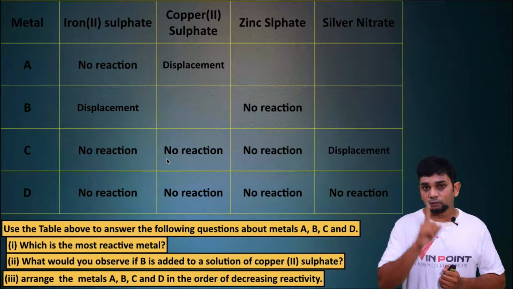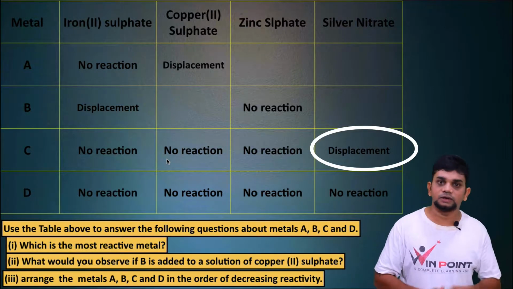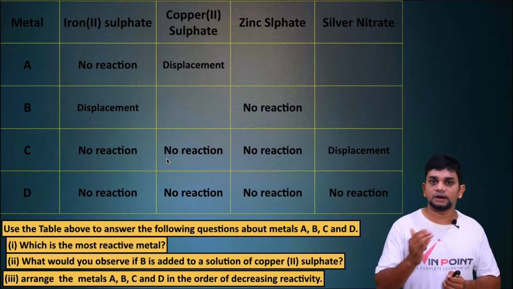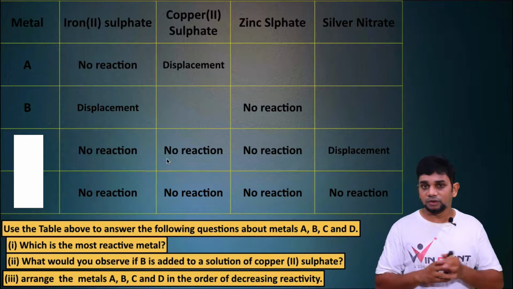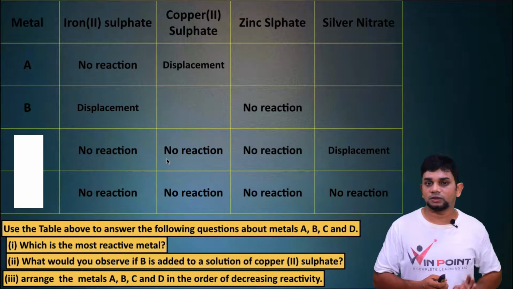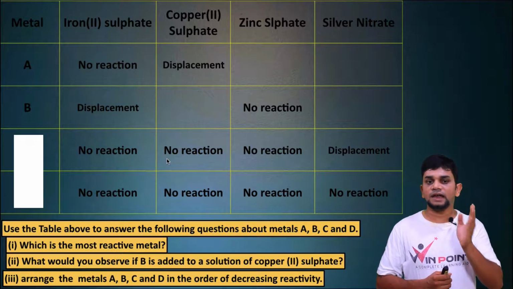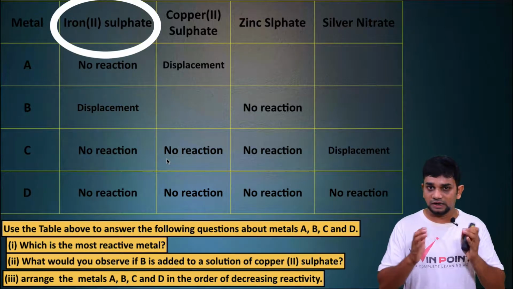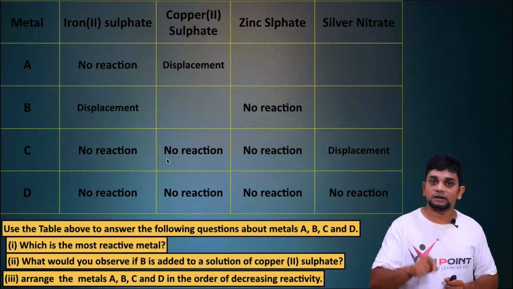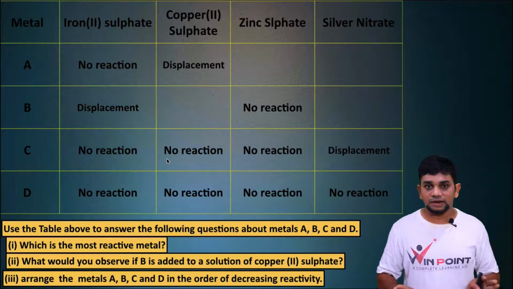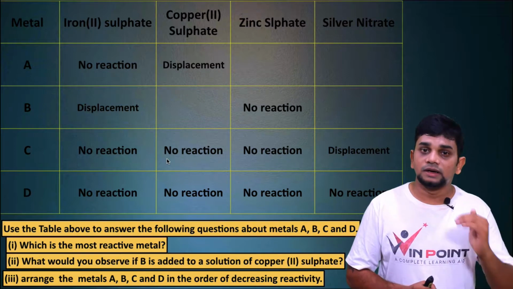What about C? In one case only we are getting a displacement reaction, in silver nitrate. Silver is a least reactive element. Displacement reaction in silver nitrate solution is not a big deal for C. We are avoiding C and D, because C and D are least reactive metals. Among A and B, we are going to compare A and B. When we are adding A to iron sulphate, there is no reaction, which means A is less reactive than iron. If there is no reaction, it means A is less reactive. A more reactive element will displace a less reactive element.